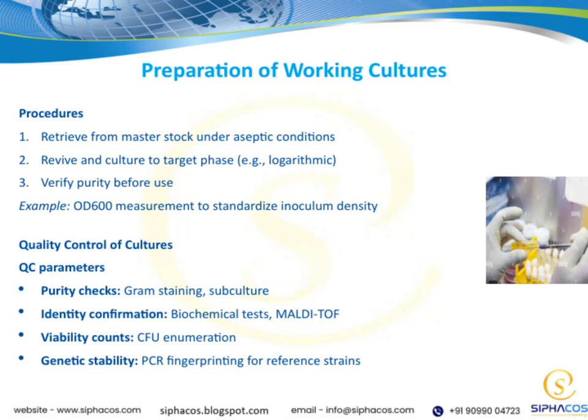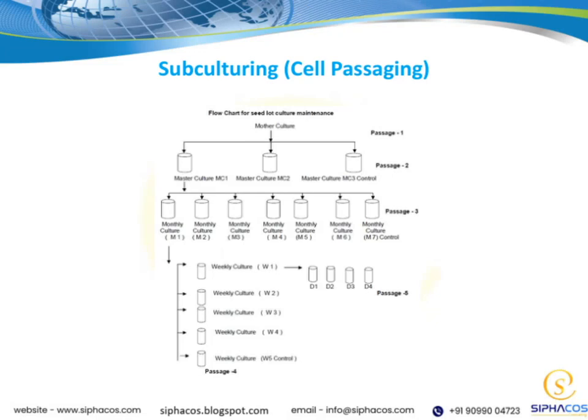Lastly, to ensure the genetic stability of our strains, especially for reference strains, we often use PCR fingerprinting, which confirms that our cultures haven't undergone unwanted genetic changes. All these steps are vital to maintain the integrity and reproducibility of our experiments, tying back into the overall theme of reliable microbiological practices. Let's talk about subculturing, also known as cell passaging.